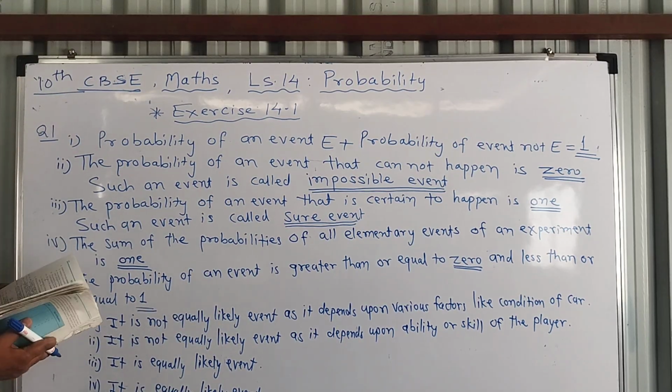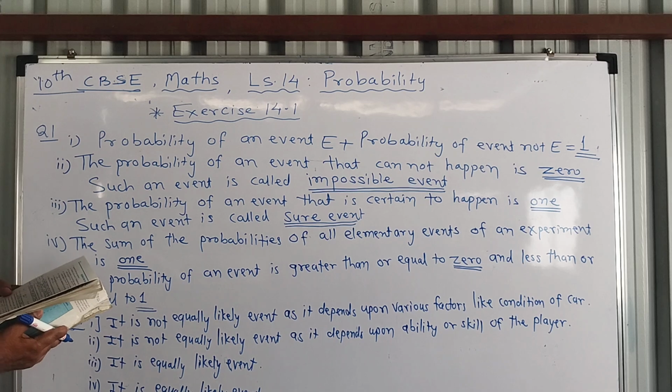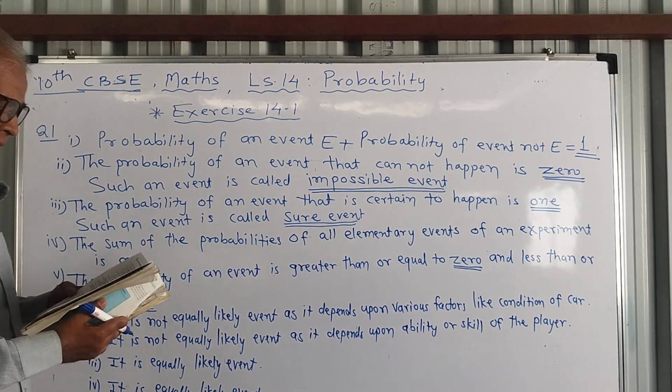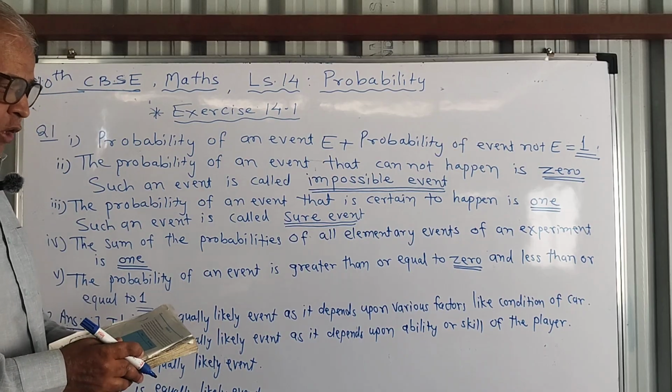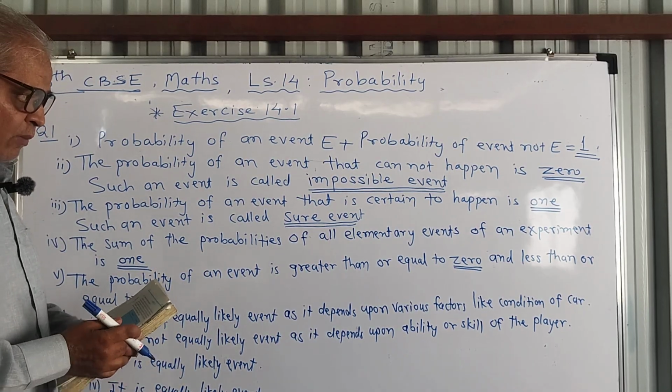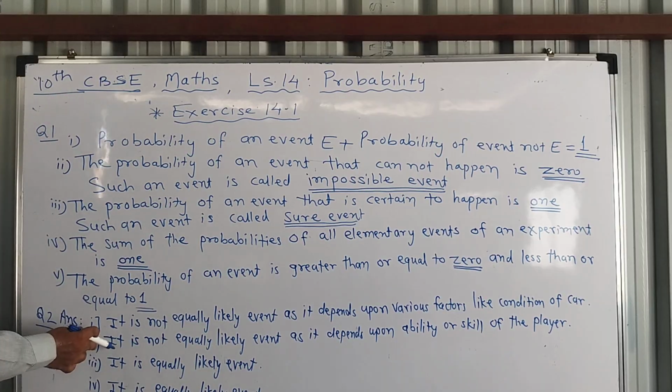Second, a player attempts to shoot a basketball. She or he shoots or misses the shot. This again depends upon the skill or ability of the player. That's why it is not an equally likely event.